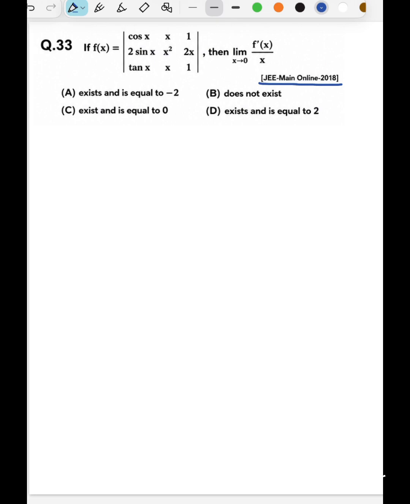Here the given determinant is f(x) equal to the determinant with rows cos x, x, 1; 2 sin x, x square, 2x; tan x, x and 1, okay, and you have to find the limit as x tends to 0 of f'(x) upon x, okay. You all know how to expand the determinant of 3 cross 3 order. So f(x) is equal to, just expand this determinant, okay.